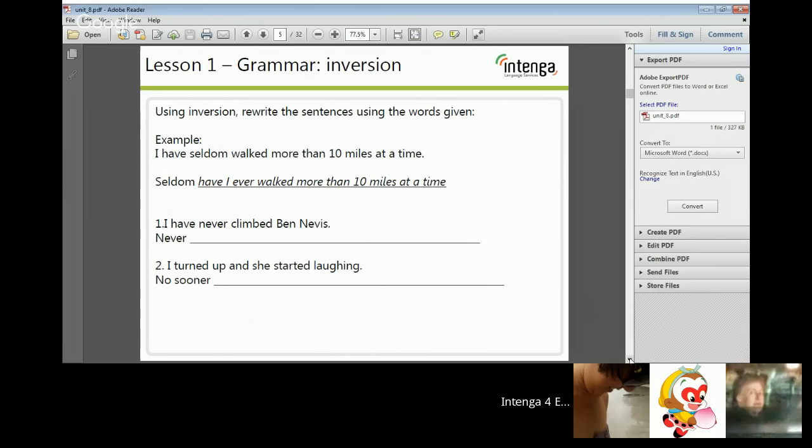So Ken, can you read the first one? Okay. Example, I have seldom walked more than 10 miles at a time. Seldom have I ever walked more than 10 miles at a time. It's a correct sentence.